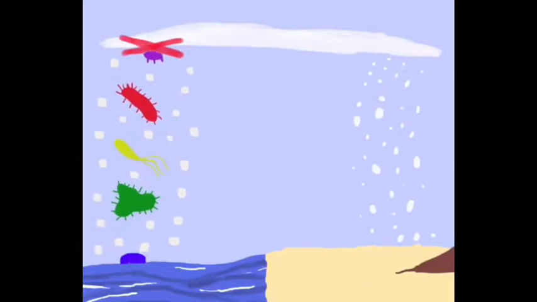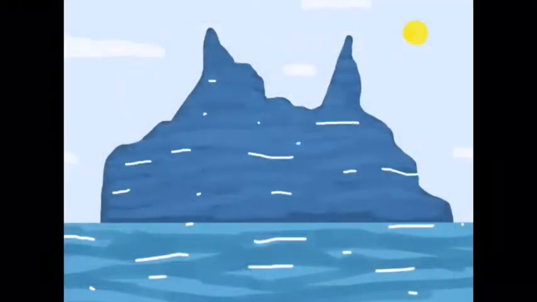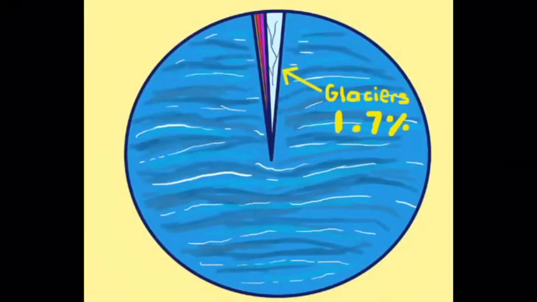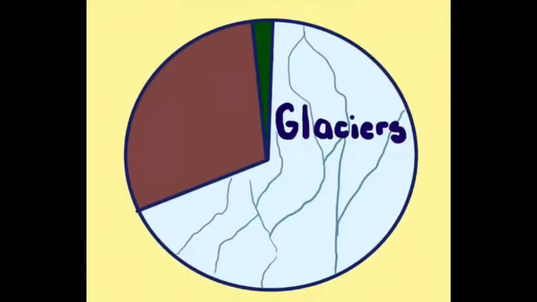As most of the harmful properties of salt water were eliminated in the process of evaporation, the glaciers are made up of fresh water. In fact, even though glaciers only make up 1.7% of the world's water, they hold 68.7% of all the fresh water on Earth.